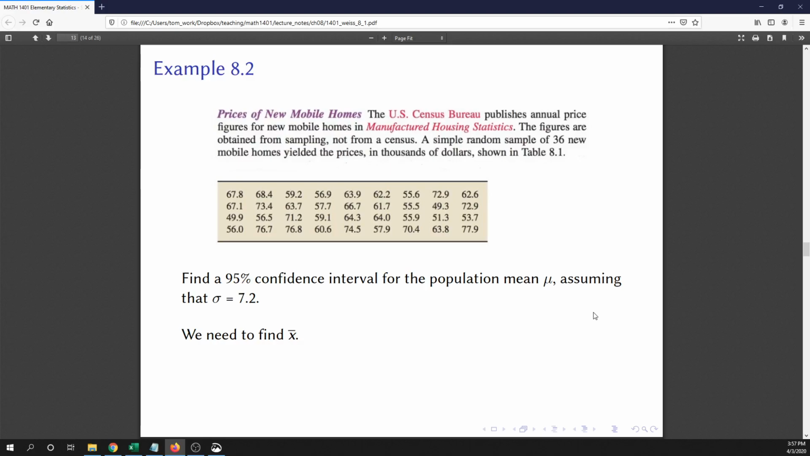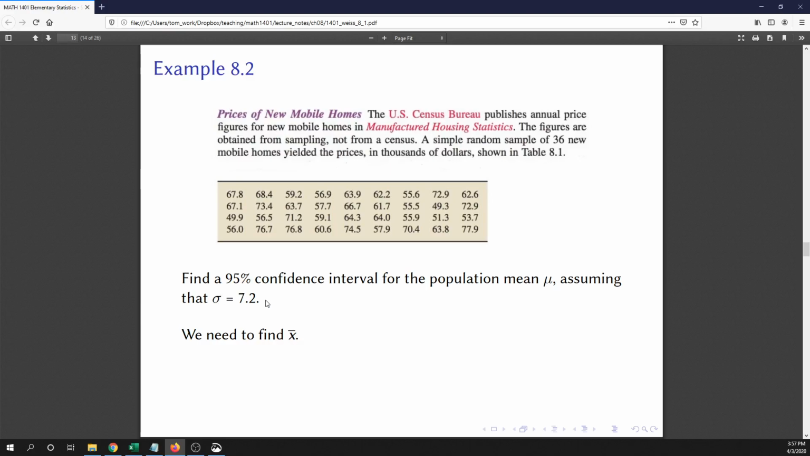Okay, so that brings us to example 8.2. In example 8.2, I am going to show you how to construct a confidence interval, right? We're going to get a 95% confidence interval for the population mean, assuming that we are given the population standard deviation. Now you may say, well, if I don't know what the population mean is, how am I supposed to know what the population standard deviation is, right? Don't you need the population mean to calculate the population standard deviation? And the answer is yes, you do, right?